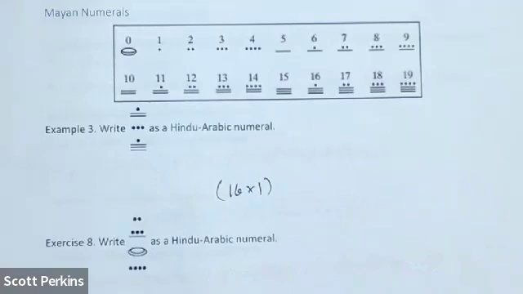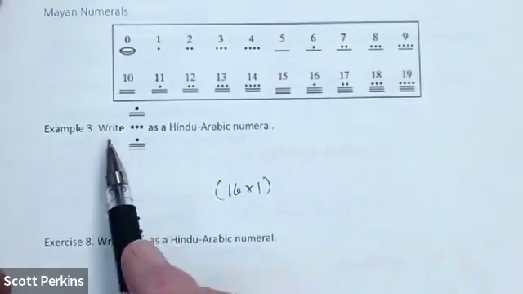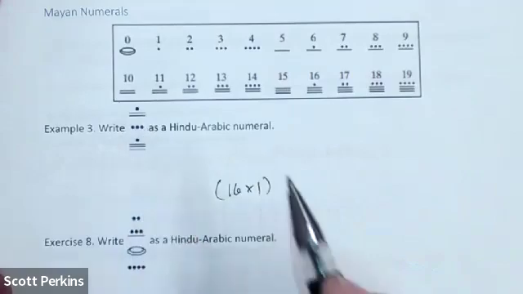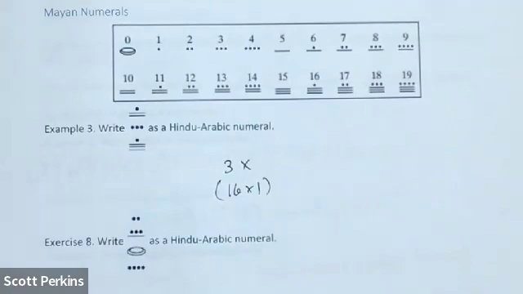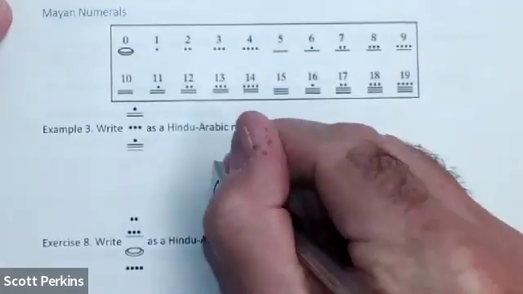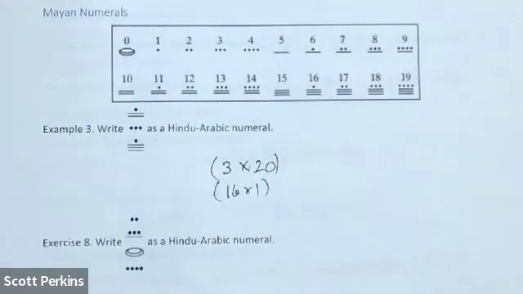Now I'm going to move up to the next one. The next one, I have 1, 2, 3 dots. So I'm going to have 3 times. Now, what is that? What place is the next one up? Times 20. Yep. So 3 20s. And now I'm going to go to the next one up.